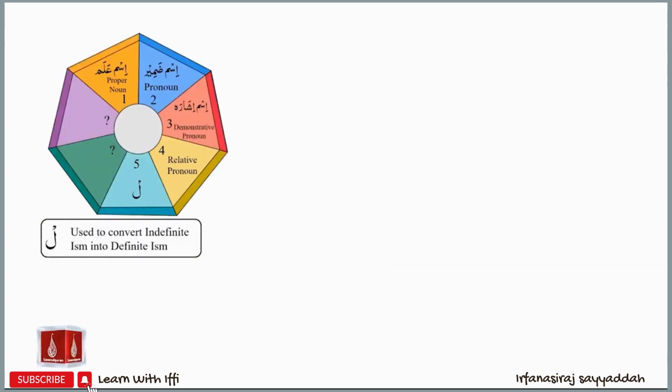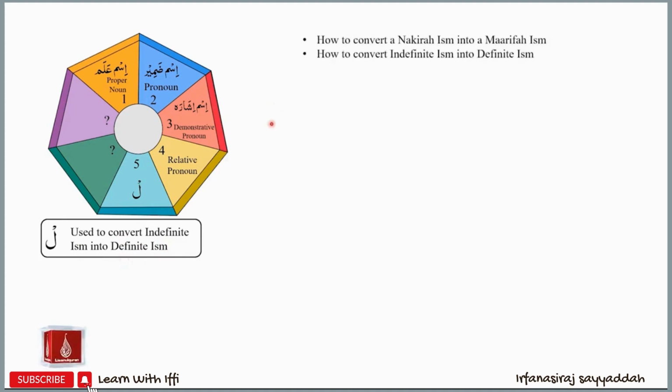Here we will study the fifth type of definite ism or ism marifa. For this we need to start the study of this lam with the sukoon on it. This lam is very important because it is used to convert indefinite ism into definite ism, or it is used to convert nakra ism into marifa ism. So let us see how this conversion happens. How do we convert a nakra ism into a marifa ism, or how do we convert an indefinite ism into a definite ism? We will take the example of the word kitab.